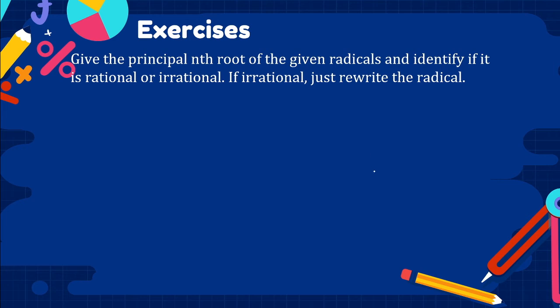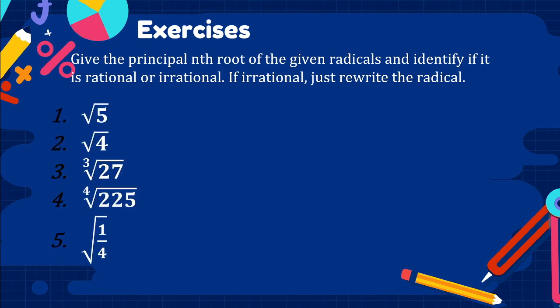Okay? Give the principal nth root of the given radicals and identify if it is rational or irrational. If irrational, just write the radical. Number 1, square root of 5. So 5 is not a perfect square, so we will just rewrite square root of 5. Since it is not a perfect square, we can say that square root of 5 is an irrational number.